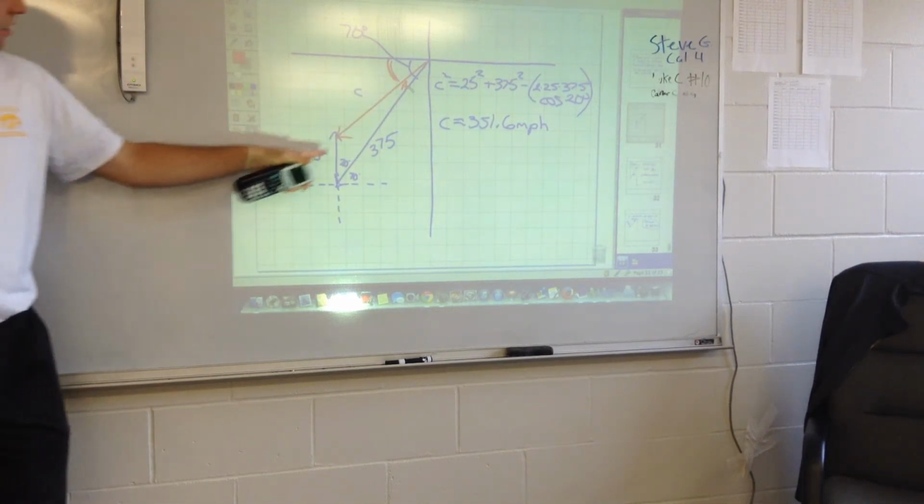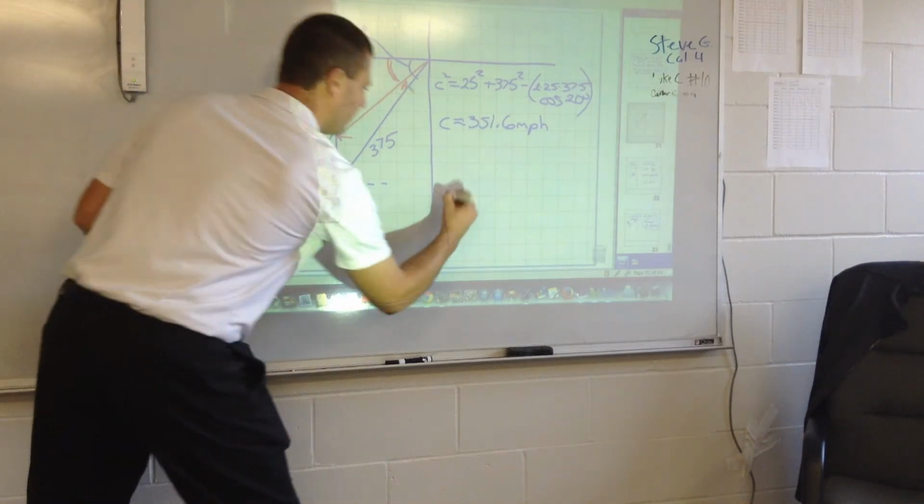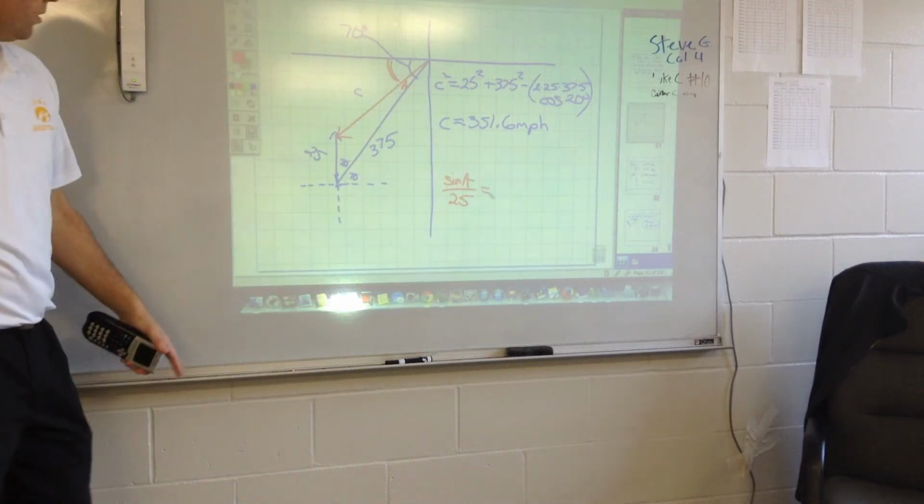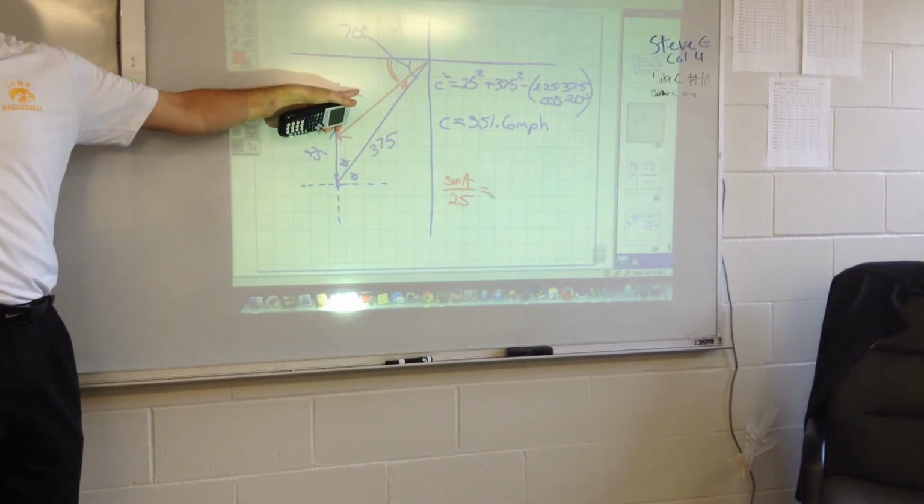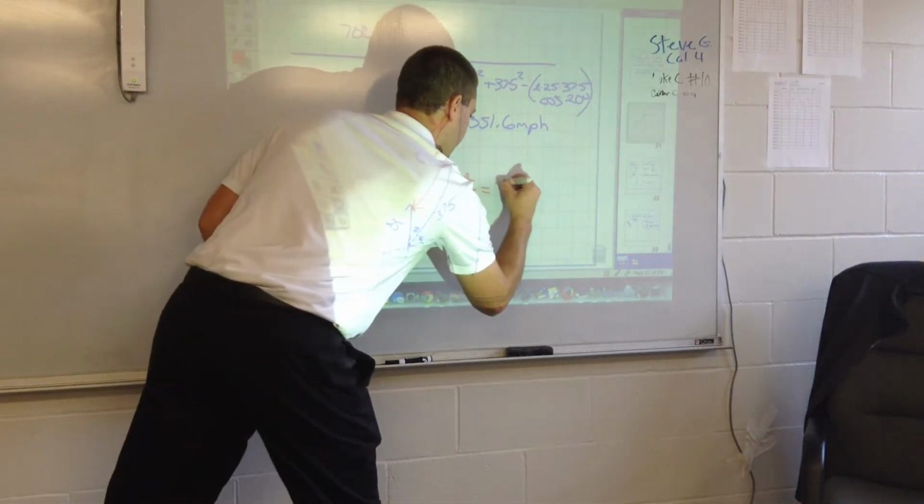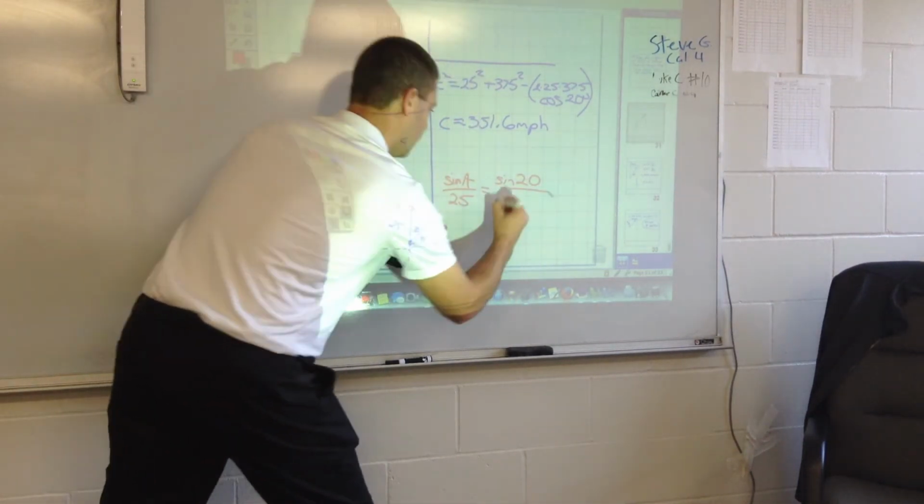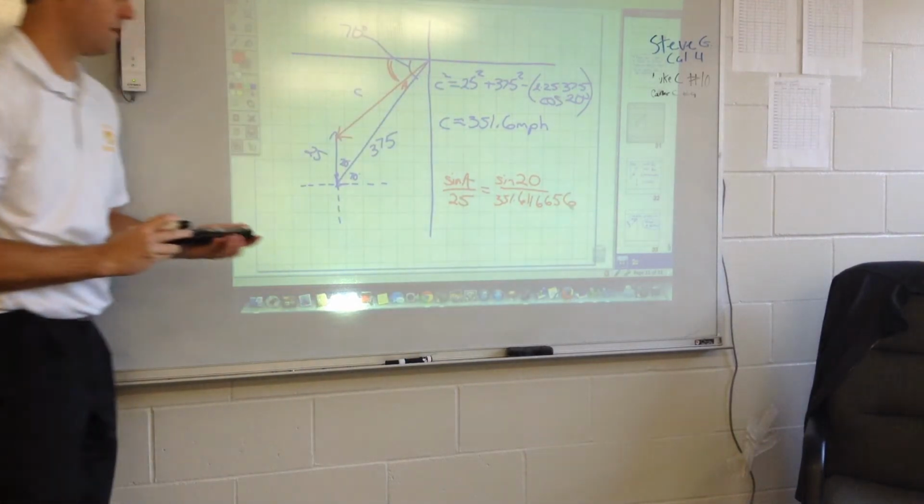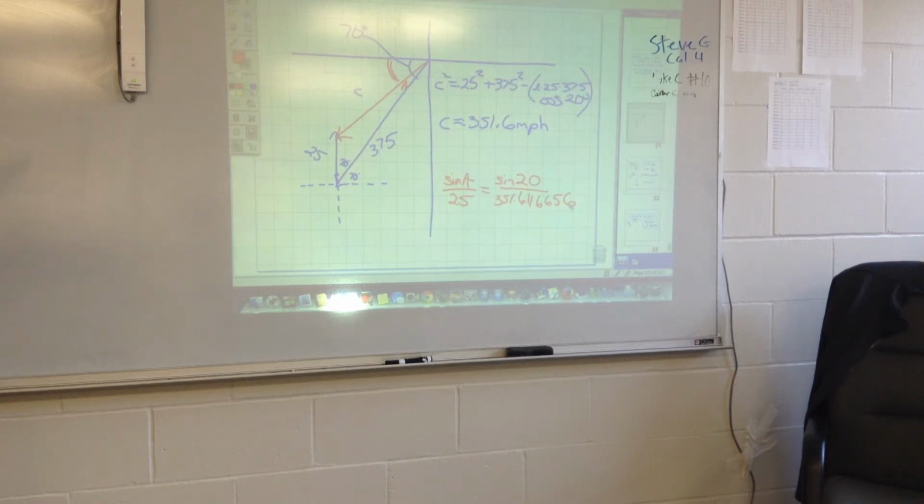Law of sines. Okay, sine A over 25 equals sine 20 over this C value, 351.6116656. So 25 sine 20 divided by previous answer. That's still on my screen. Inverse sine that answer. 1.4.